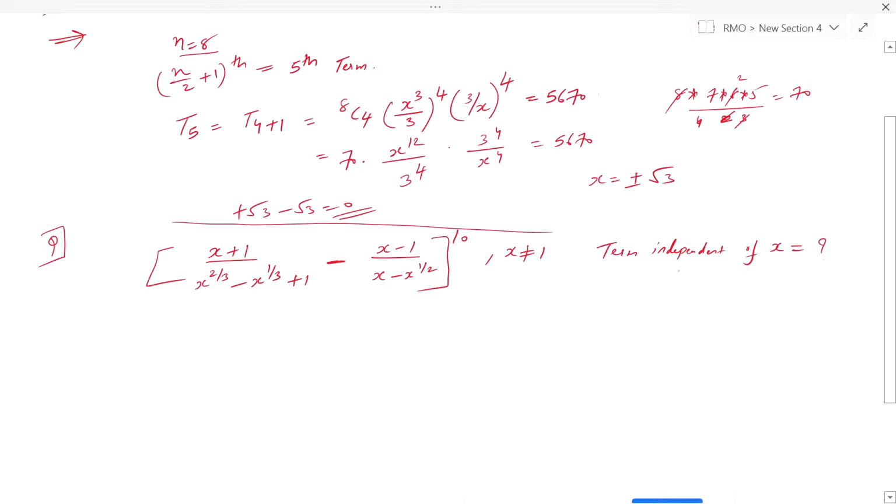Just try down this one. You have to find out the term which is independent of x. Yes. Coefficient of the term independent of variables.